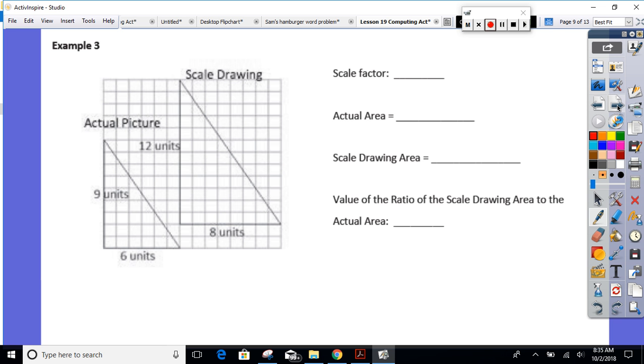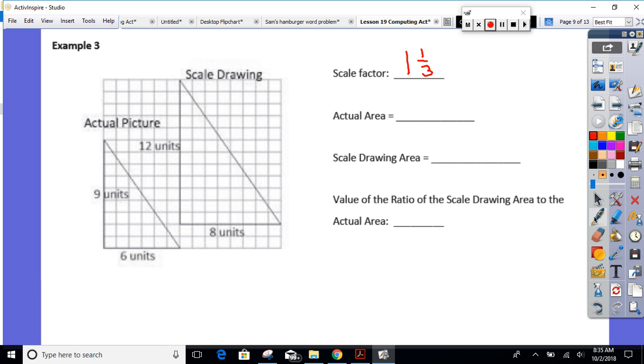Kaden, what is the scale factor? 1 1/3, good, and you would expect to get greater than 1 because the scale drawing is larger than the actual picture. So 1 1/3, or if you put 4/3, that's okay. I'm not going to have you always need to change them to mixed numbers, so 4/3 would be fine there too. Actual area, Andrew. I didn't know how to do it.